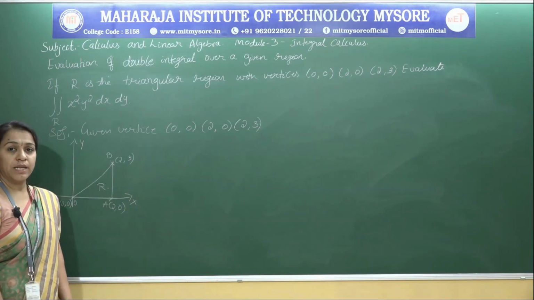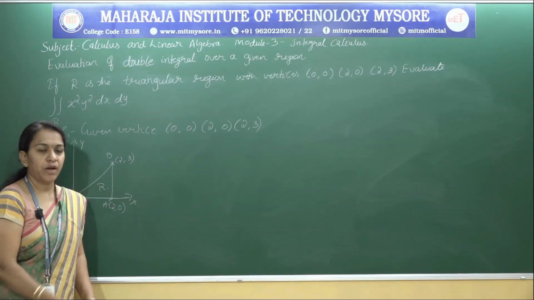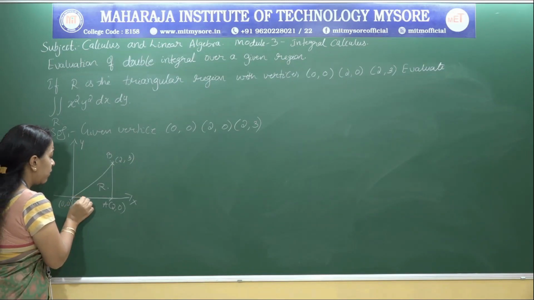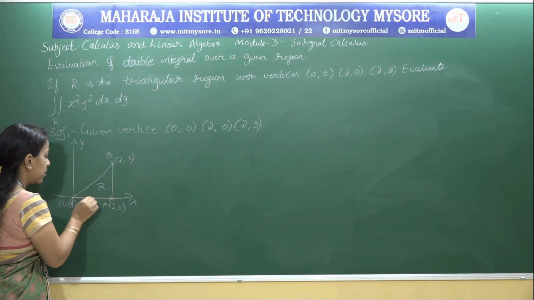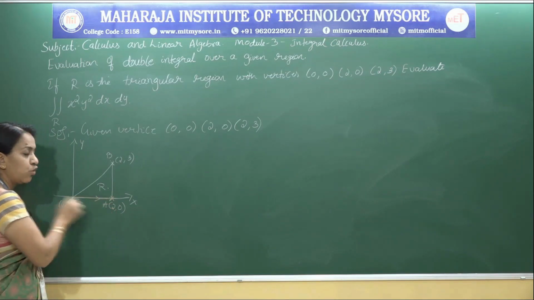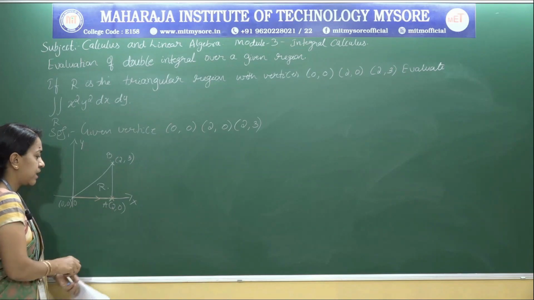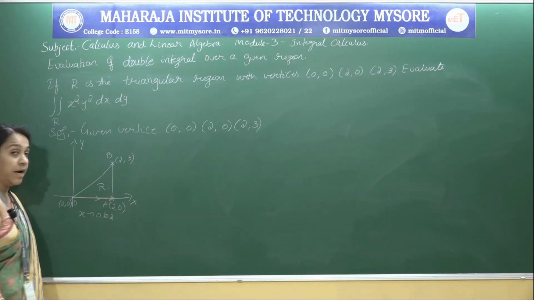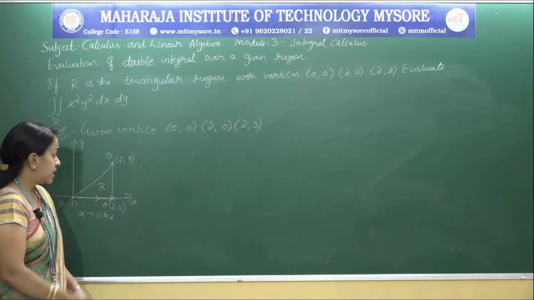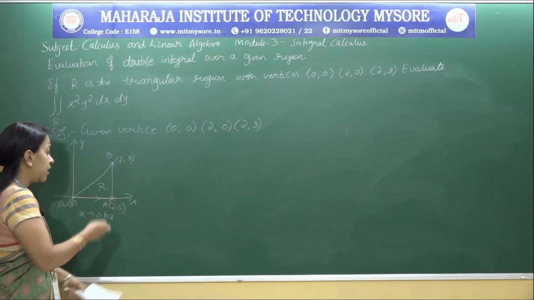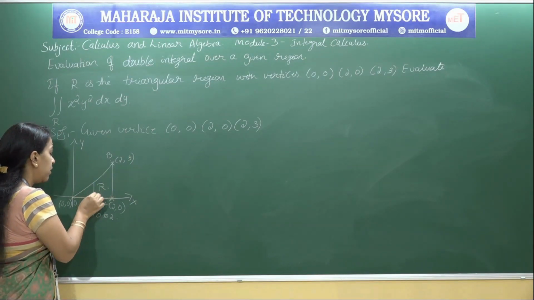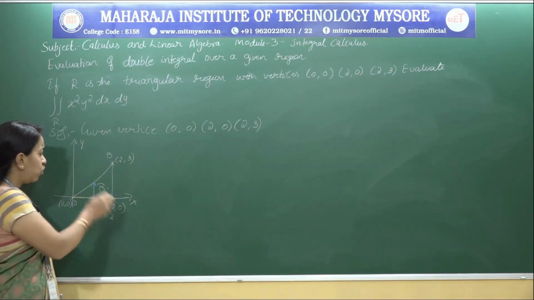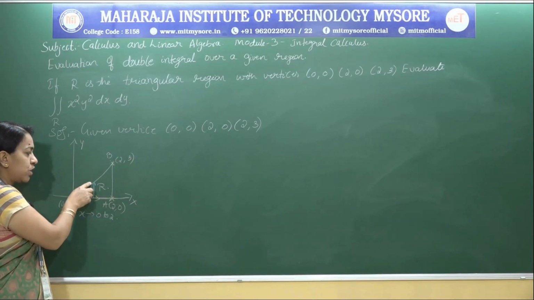So now from this we should get the limits of x and y, right? As we discussed in the previous problem, the x limit is always considered on the x axis. Therefore, x varies from 0 to 2. And the y limit is considered inside the bounded region. Here y varies along a line parallel to the y axis. So y varies from the x axis to this line.